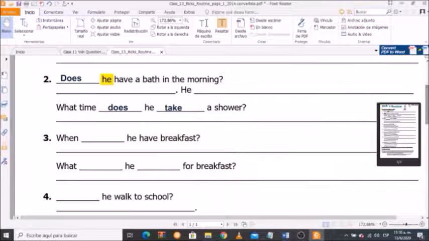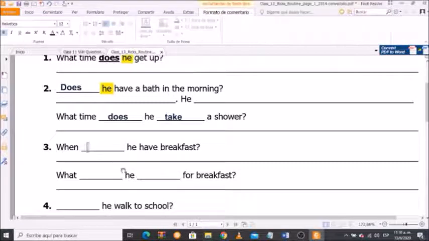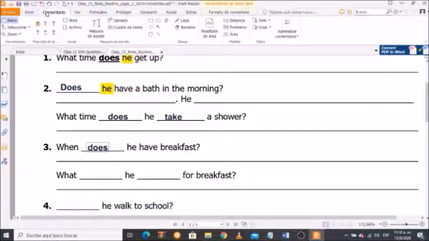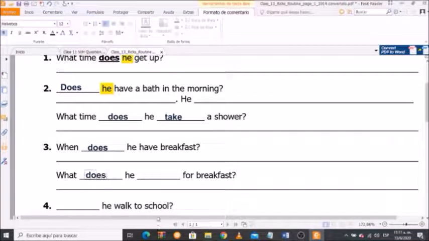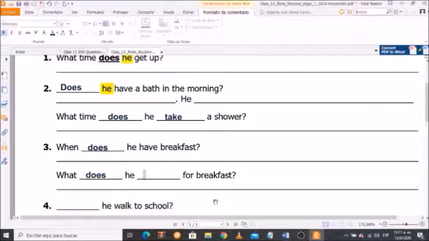Number three. When he have breakfast? When, very good, again, when does he have breakfast? Then, what he for breakfast? What does he have for breakfast? Es decir, ¿qué come en el desayuno? What does he have for breakfast?